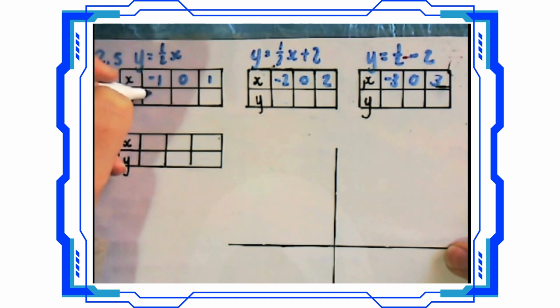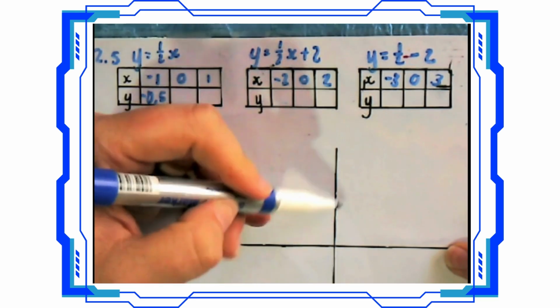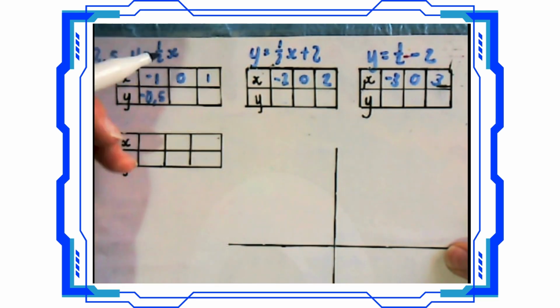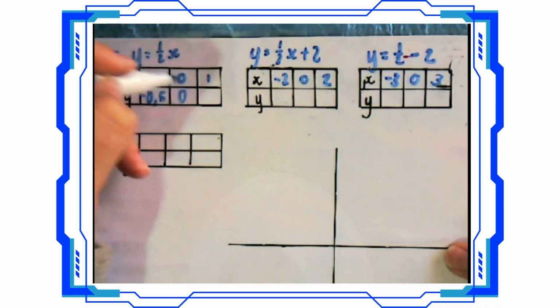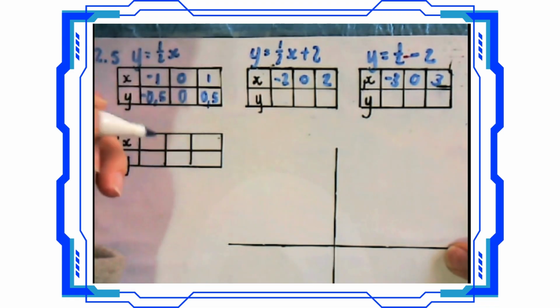-1 times a half is -1/2. That gives me -0,5. Remember, it's going to be difficult when I'm working with a fraction with my intervals. So I'm going to take it to a decimal. So then a half times 0 is 0. A half times 1 is a half. So it's going to be 0,5.